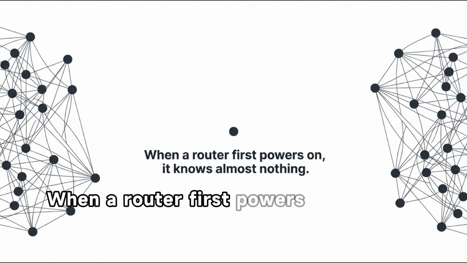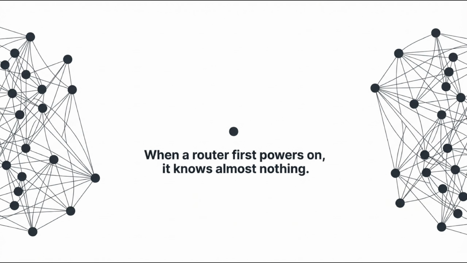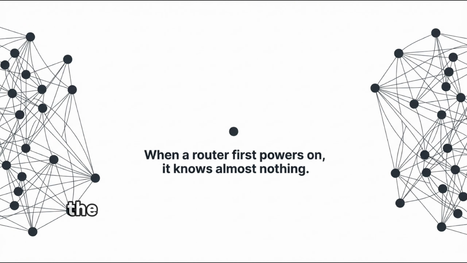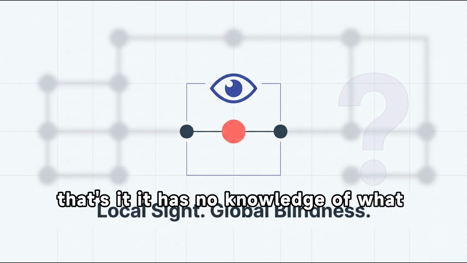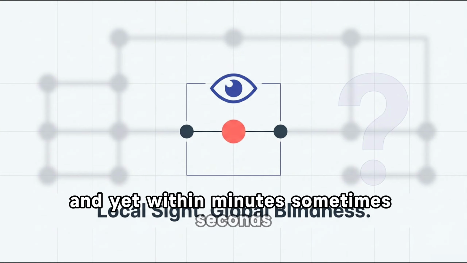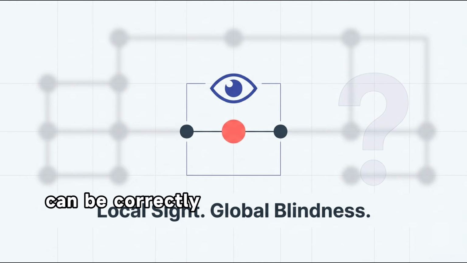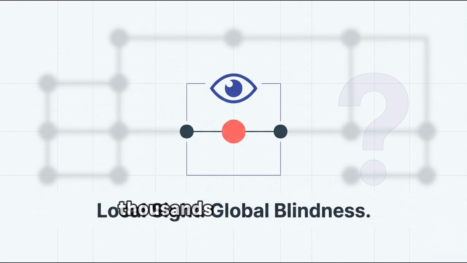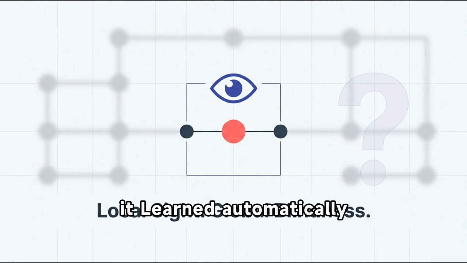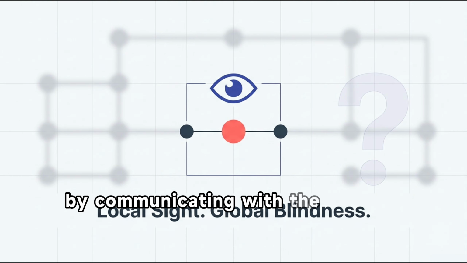When a router first powers on, it knows almost nothing. It can see its directly connected interfaces, the cables plugged into it, the networks immediately attached. That's it. It has no knowledge of what lies beyond its immediate neighbors, no map of the wider network. And yet, within minutes, sometimes seconds, that same router can be correctly forwarding packets to destinations thousands of miles away, through networks it has never explicitly been told about. It learned, automatically, continuously, by communicating with the routers around it.